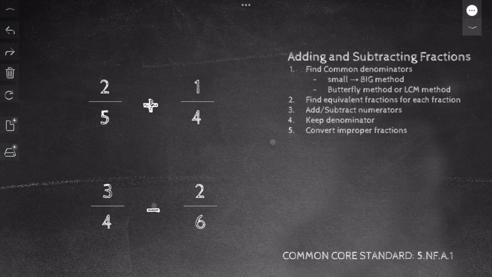Then we find equivalent fractions for each fraction. Step number 3 is to add or subtract our numerators. 4, we're going to keep our denominator. And 5th, if needed, we'll convert our improper fractions.